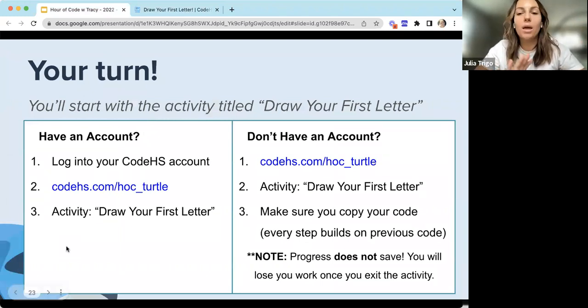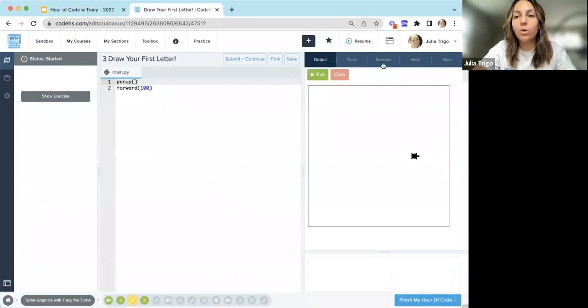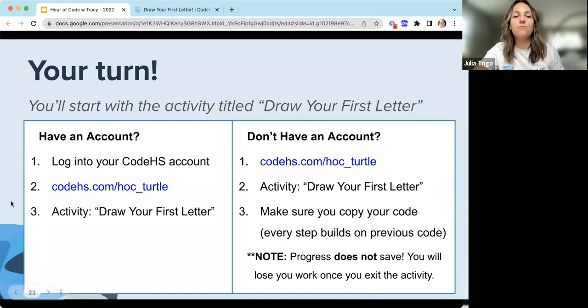So there's two options here. If you have a CodeHS account, what I highly suggest is first log into your CodeHS account. Once you're logged in, then you can just type this into the search bar, into the URL, and it will keep you logged in. So if you have an account, you want to make sure that your name shows up here when you're on the Tracy activity. That means it will save it. The reason that's important is because if you draw your letter and then you move on to the next activity and then you go back, it won't save it if you're not logged in. So you can log in first and then go to this link, which we dropped into the chat, and you can start on that first pencil to draw your letter.